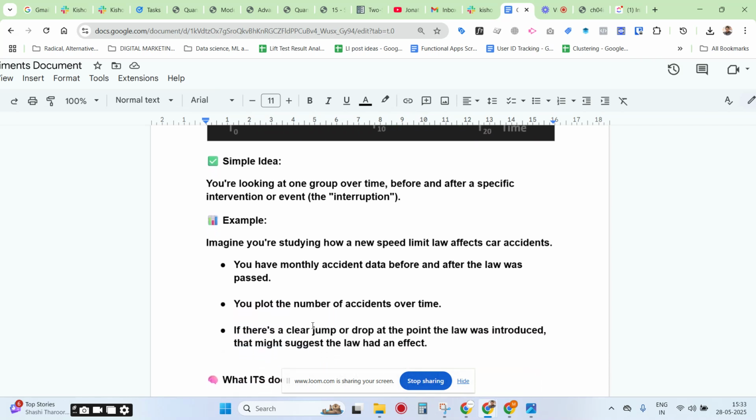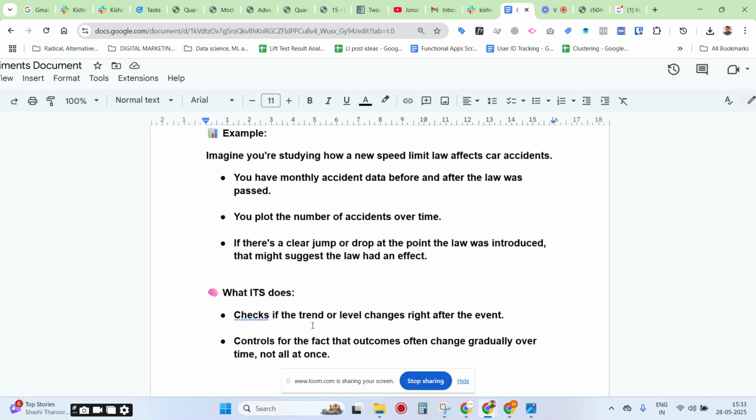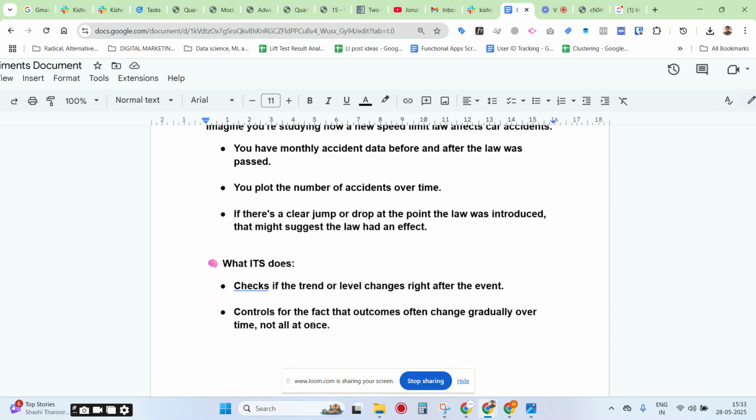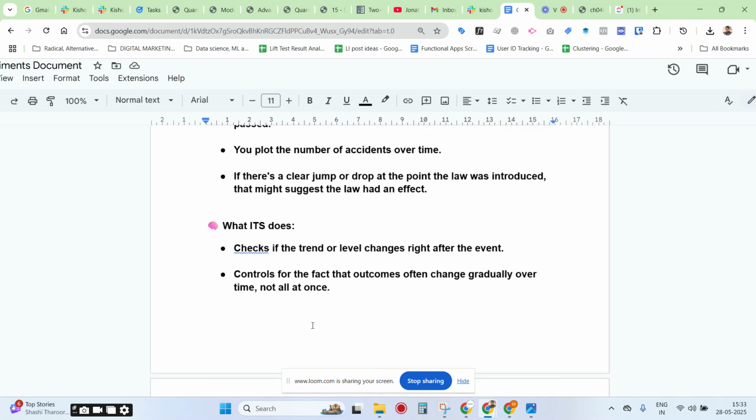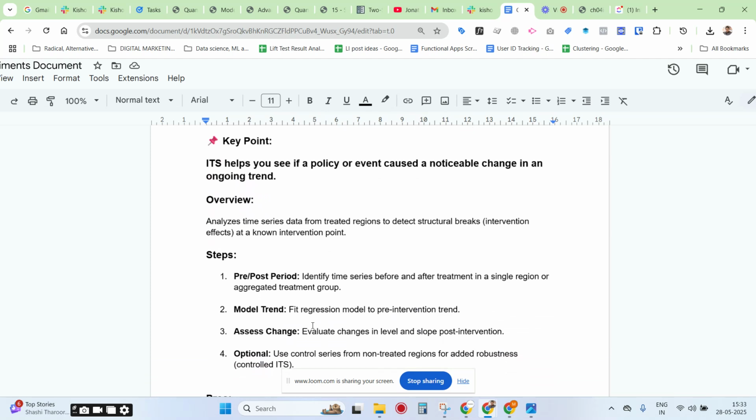So you imagine studying how a new speed limit law affects car accidents. This is just to give a simple example. You have monthly accident data before and after the law was passed. You plot the number of accidents over time. If there was a clear jump or drop at the point the law was introduced, it might suggest the law had an effect. So this is again very simple, but it's very powerful. It helps you see if that intervention actually caused a noticeable change.